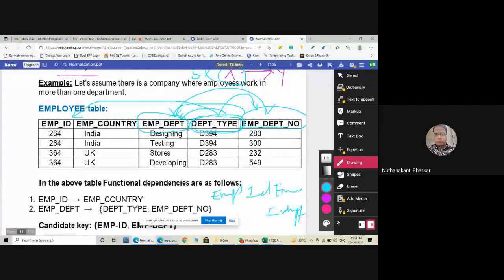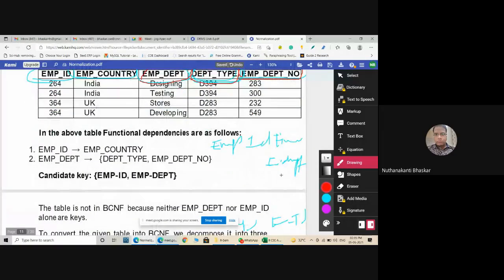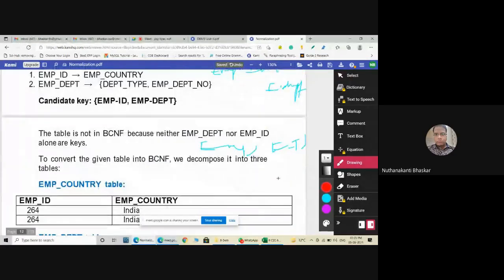The first relation is employee ID, employee country, and department type. The second relation, again because functional dependency is required, is department type and employee department. Are you clear? All of you clear? Yes, sir. So this is exactly the decomposition.